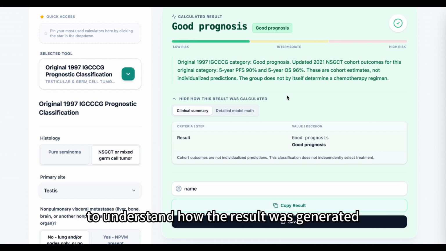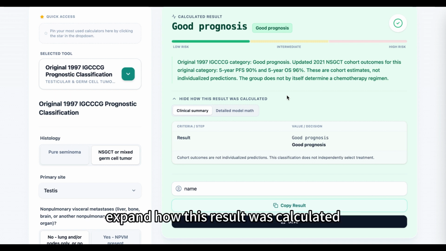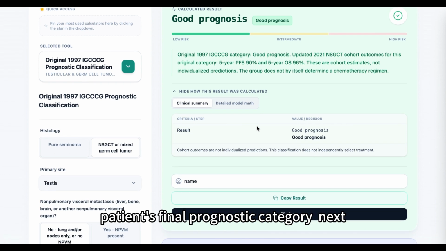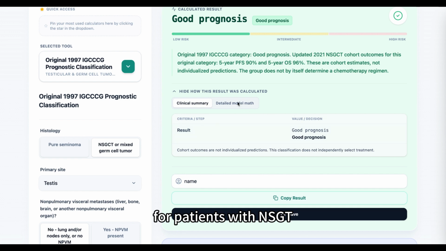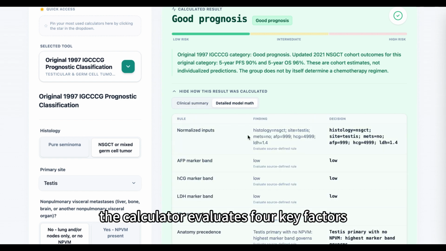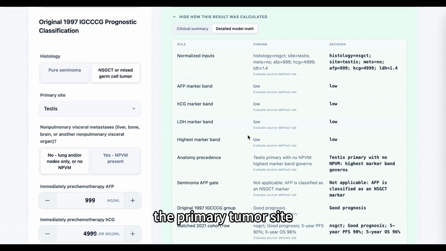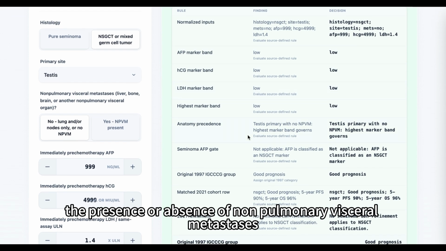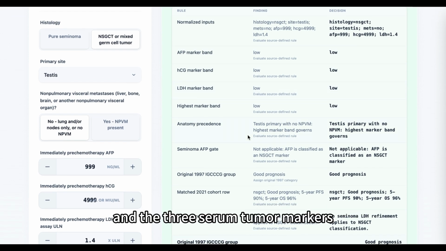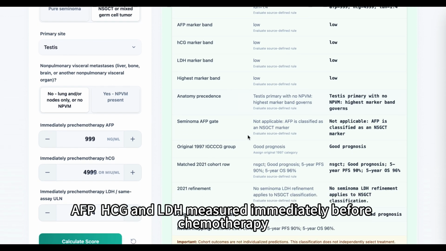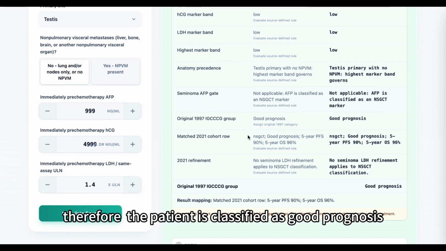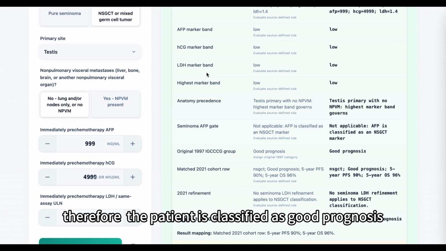To understand how the result was generated, expand how this result was calculated. The Clinical Summary tab displays the patient's final prognostic category. Next, select the Detailed Model Math tab. For patients with NSGCT, the calculator evaluates 4 key factors: the primary tumor site, the presence or absence of non-pulmonary visceral metastases, and the 3 serum tumor markers: AFP, HCG, and LDH measured immediately before chemotherapy. Therefore, the patient is classified as good prognosis.